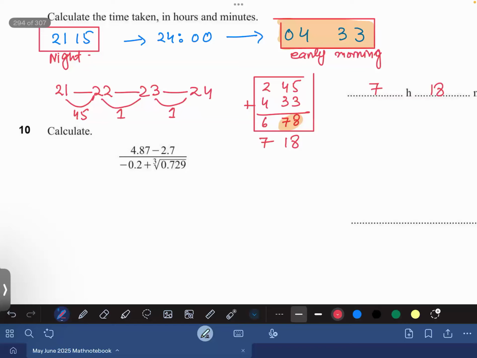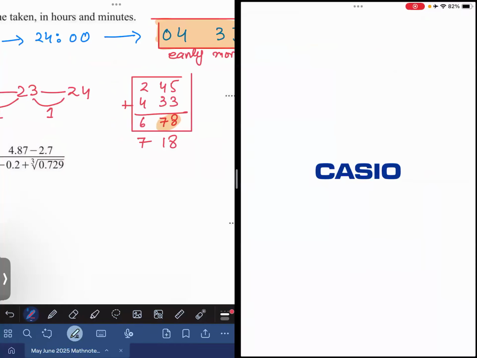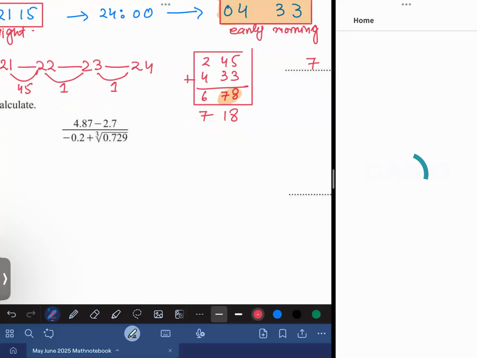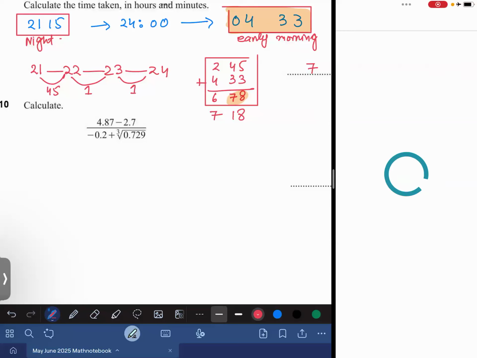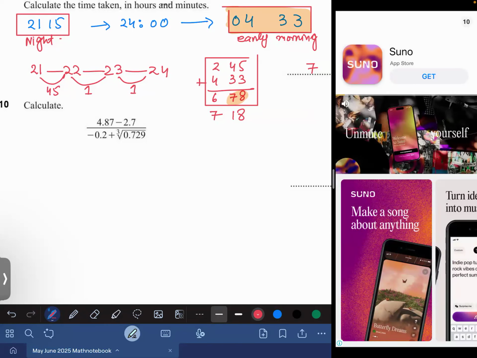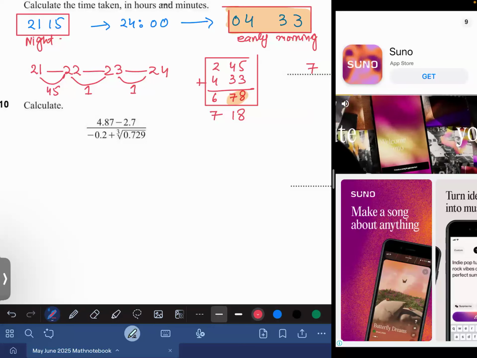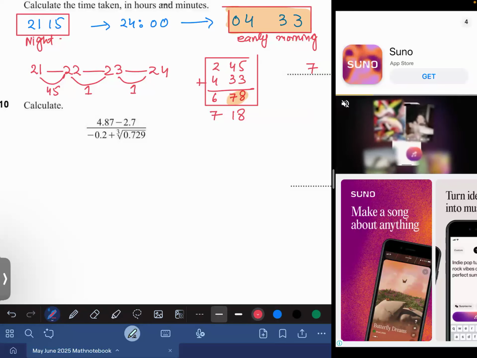Question number 10 is the use of calculator topic, that you should know how to use a calculator. Since the beginning, I have been telling all of you to get calculators. And if your calculators are not according to the Cambridge syllabus, send me the picture so that I can see your calculator as well. Okay? Wait a minute.